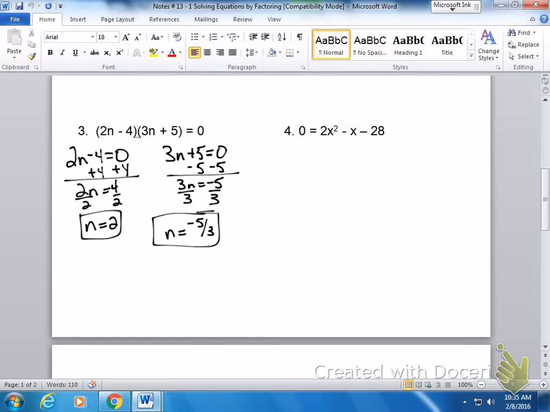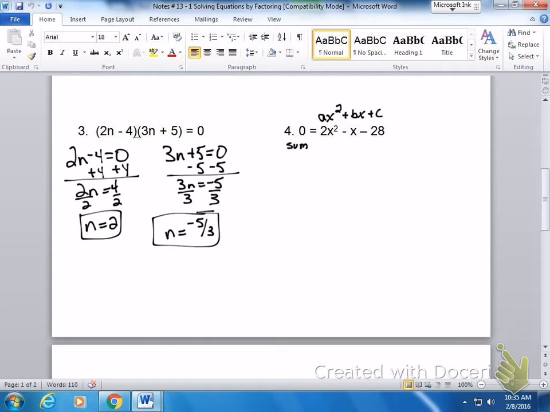Like number 4. I have 0 equals 2x squared minus x minus 28. That is not factored. It is a trinomial. So first I need to make sure it's in the right order. I need it to be in the order of ax squared plus bx plus c. So I have my x squared first, my x, then my number, and I am good. And so I need to factor that by doing the swing method.